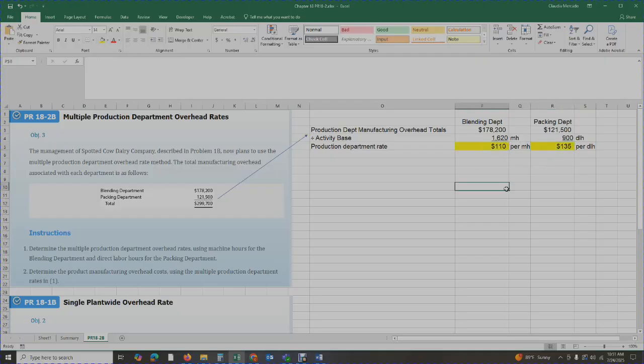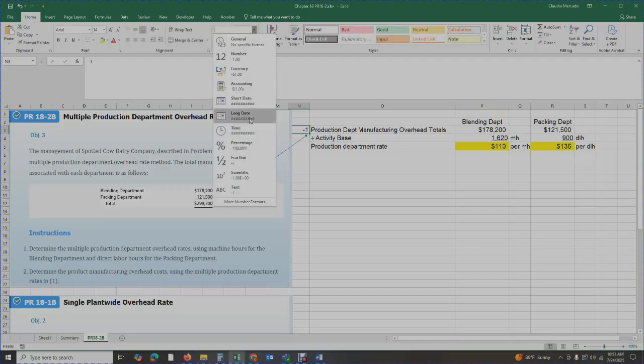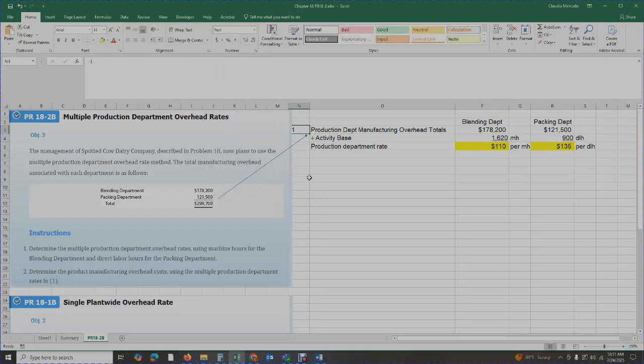They're asking you to determine the multiple production department overhead rates. My overhead rates are $110 per machine hour and $135 per direct labor hour. This is requirement 1. Let me just put a 1 here.